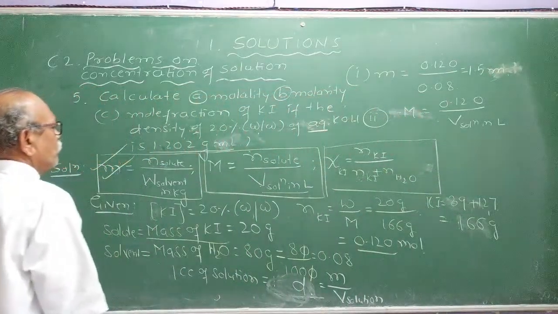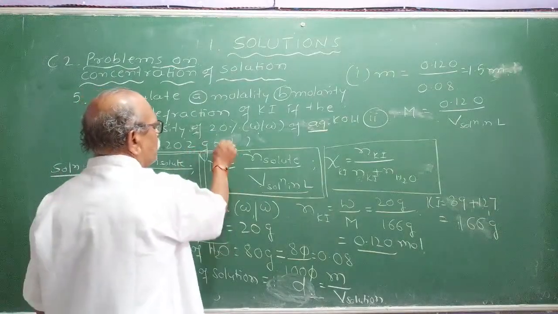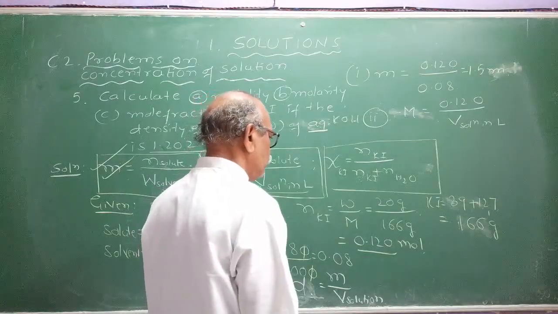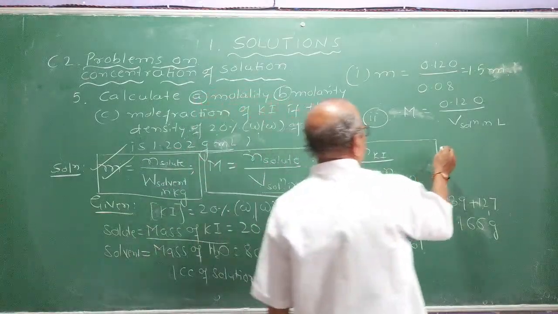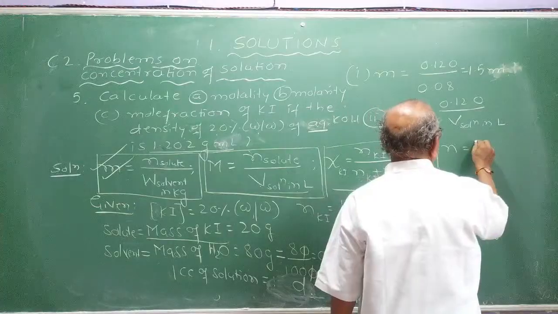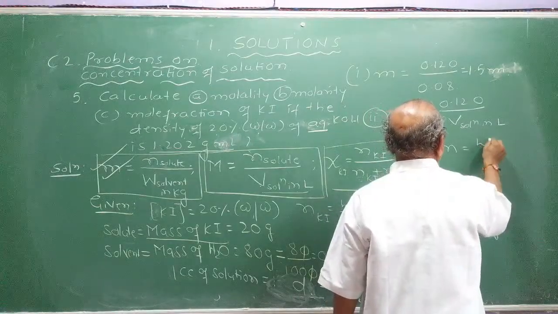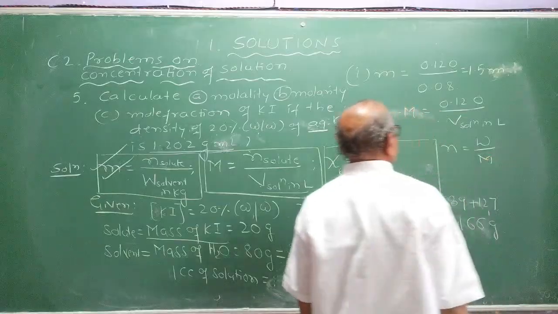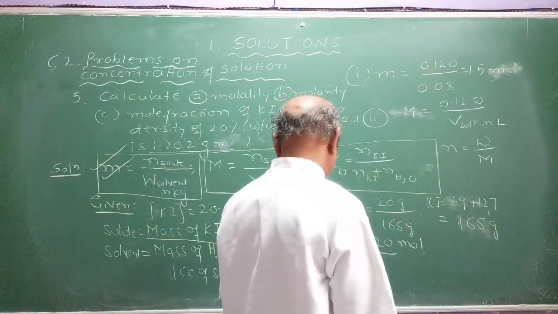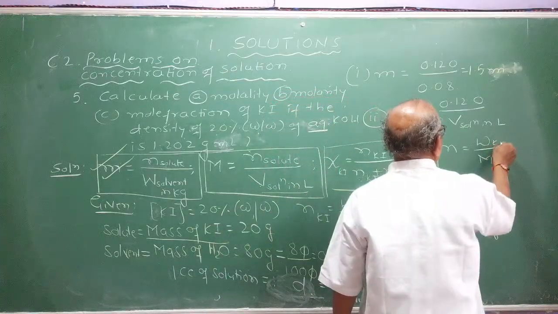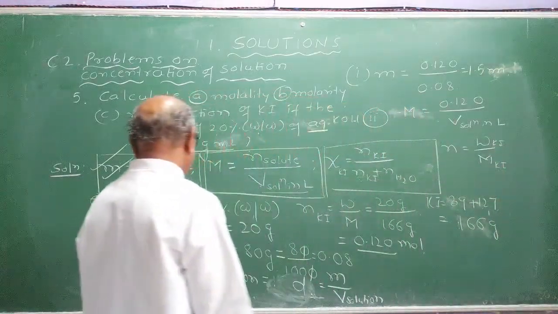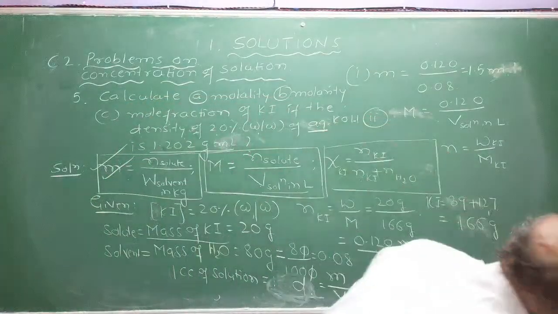Is that clear to you? Density is given, then the volume of the solution in liter. What is the number of moles of the solute? The number of moles is given by mass divided by molecular mass, the mass of the potassium iodide divided by the molecular weight of the potassium iodide. The mass of the potassium iodide is given already, it is 20 grams. Okay. What is the density?